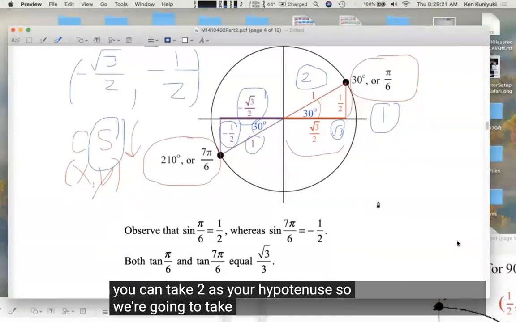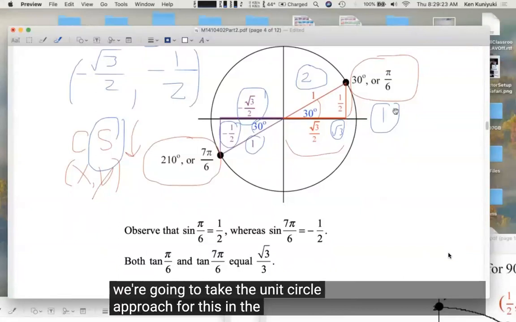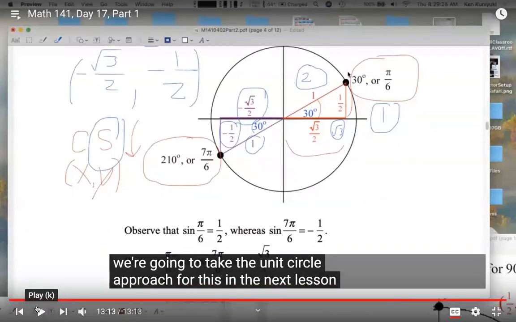So we're going to take the unit circle approach for this in the next lesson. All right. Any questions so far? I did hear the right triangle approach. Personally, I like the unit circle approach. Now, if you love right triangles, go for it. But I think the unit circle approach might be more elegant for you. If this seems too busy, I don't blame you. I think so too, actually. Any questions? Feel free to ask questions in chat. All right. Going on.